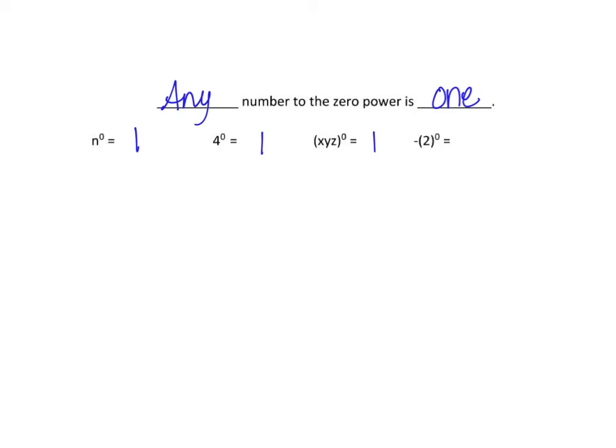Now this one's a little different. This is like saying -1 times 2 to the 0 power. So 2 to the 0 power is 1, but we still have to multiply times a -1. So this one would actually be a -1 because that negative is hanging out front. A little bit of a special situation there.